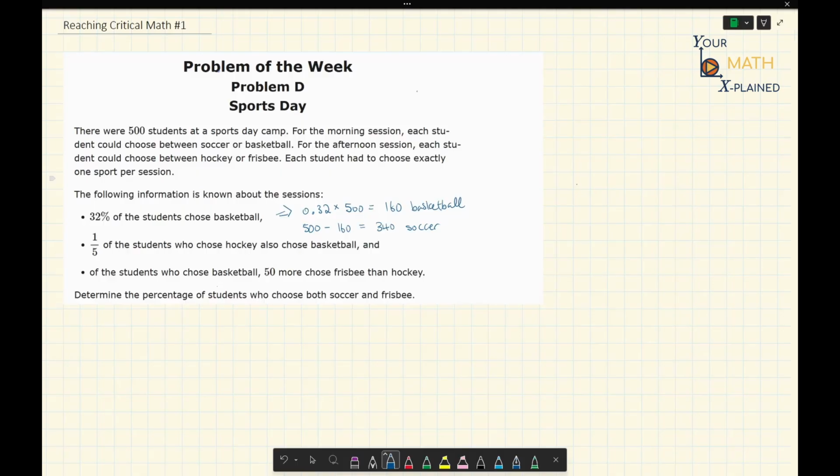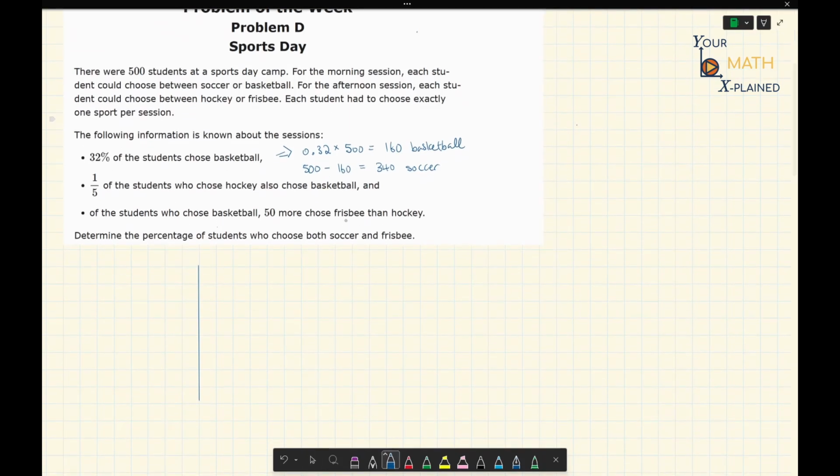The next one says 1/5 of the students who chose hockey also chose basketball. That's one that's a little bit harder to navigate through because it's starting to have different interactions between the sports, and we don't have a good visual for that. Furthermore, the third bullet point says of the students that chose basketball, we know that 50 more chose frisbee than hockey. So because of these unique interactions, we're going to want something to summarize all of these relationships between the sports, and I think a table is a pretty good choice here.